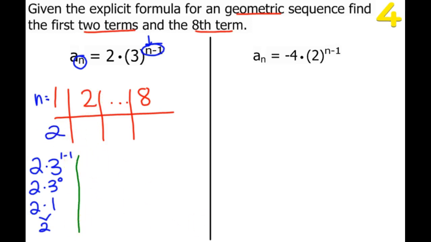Then I'm going to plug in a 2. 2 times, I'm copying this whole equation right here, 3 to the power of 2 minus 1.